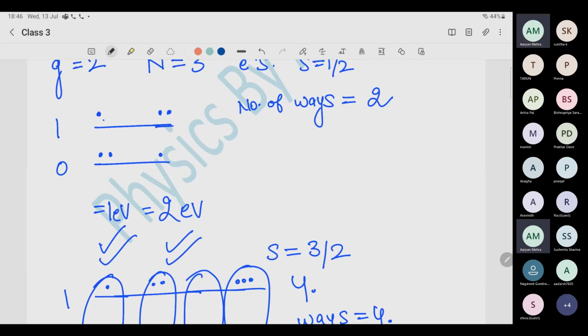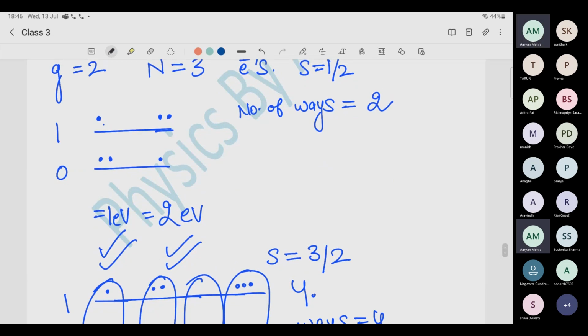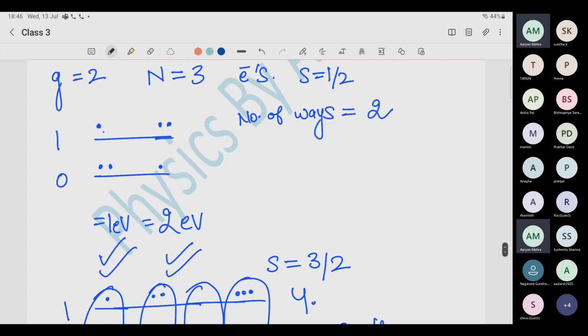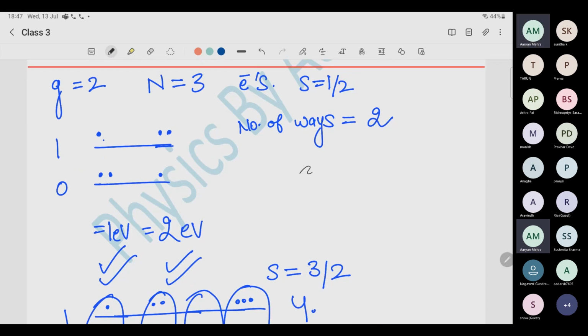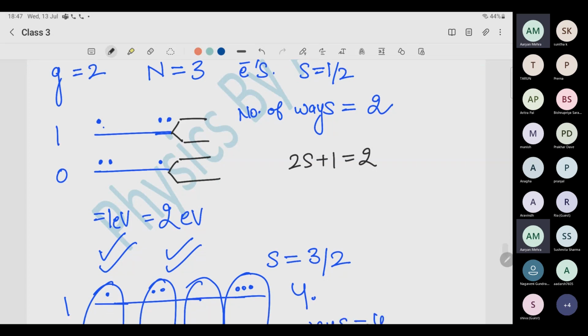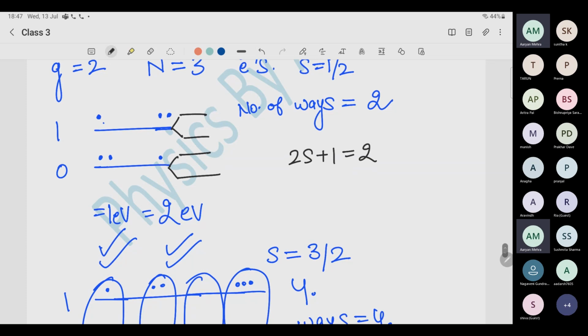If you have two energy levels and your spin is half, which means 2s plus 1 is 2, split each energy level into 2. So what is the total number of levels you would have now? 4.